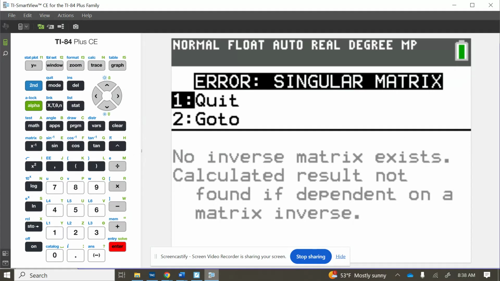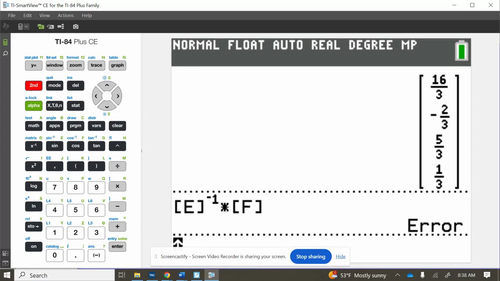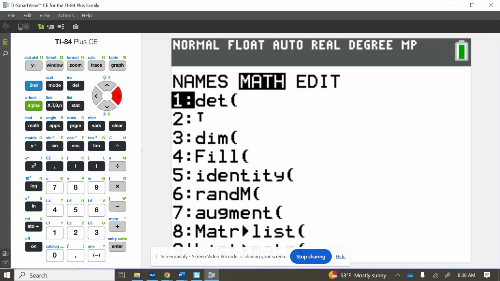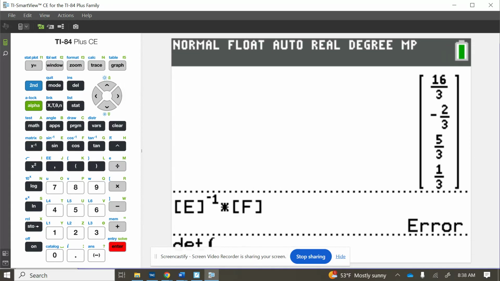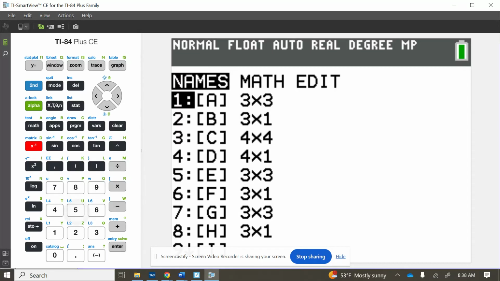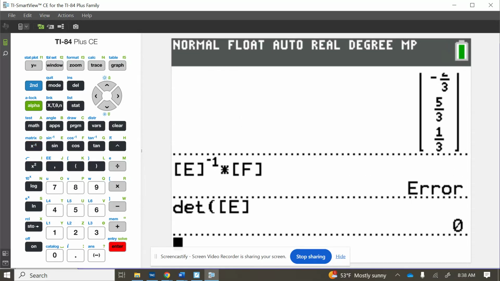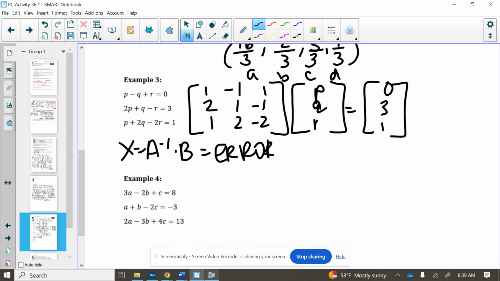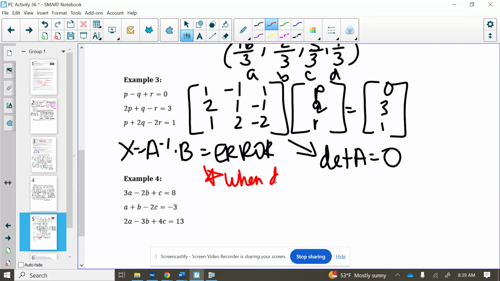Well, if we check out the determinant on this one, if we take the determinant of that matrix, in this case, we had that in as matrix E, we see we have a determinant equal to 0 for that coefficient matrix. So the determinant is equal to 0. What's going to happen, and this is very important to note, is that when the determinant equals 0, that's giving you one of two options.